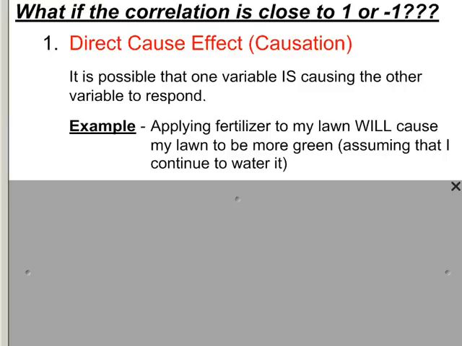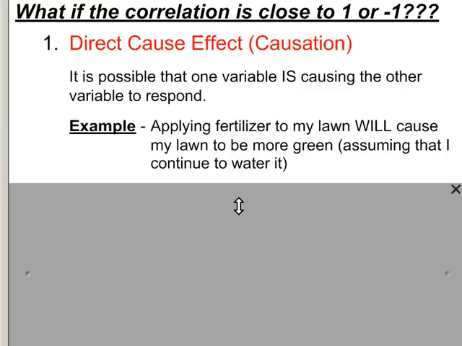And let's talk about what that could mean. The first thing to discuss is that it could mean that there is a direct cause and effect going on. It's possible that one variable that I'm studying is causing the other one. For example, as you can see on the screen, if I put fertilizer on my lawn, that will cause my lawn to be more green. That's just a natural cause and effect relationship. And again, that's assuming that I continue to water it as I normally would.